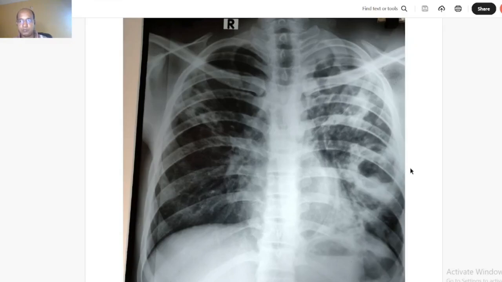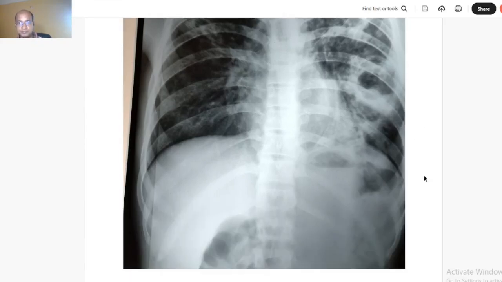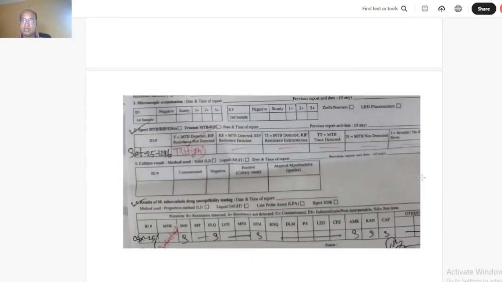Okay, so what investigation will you do next? Of course we will go for the sputum study for gram staining, acid fast staining, AFB, acid fast bacilli, and culture and sensitivity. In our low resource facility, usually we don't go for the culture, but usually we go for acid fast bacilli microscopy. So this is the test done in our settings, and look here.